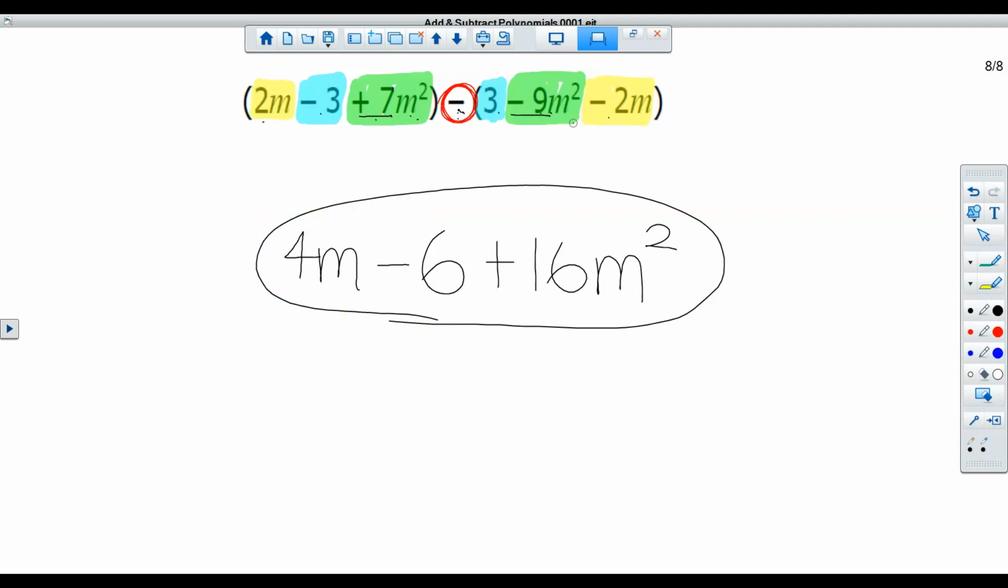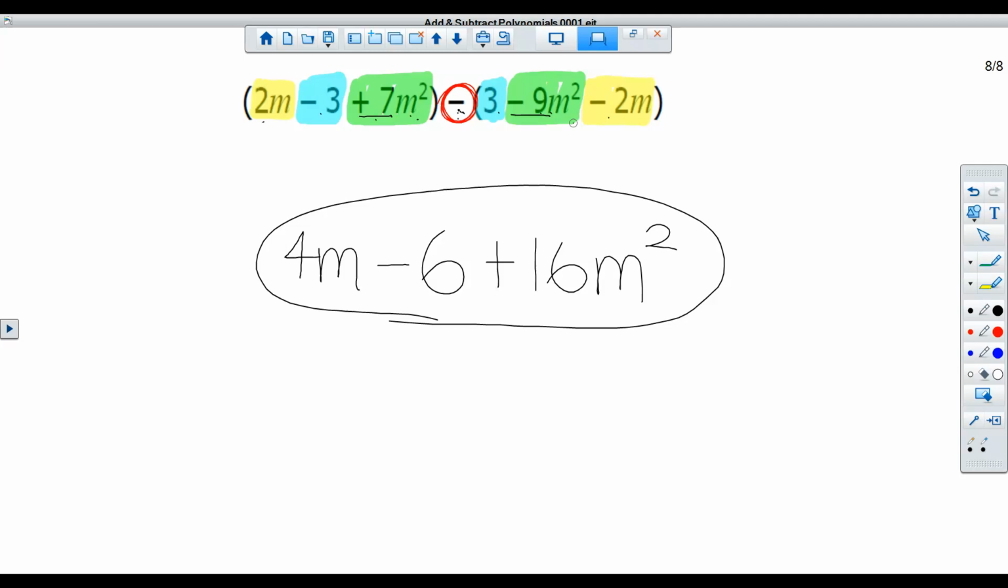So the biggest piece of advice that I have for you on today's problems is to make sure you pay attention to whether there is a plus sign in the middle of the problem or a minus sign in the middle of the problem. Plus sign in the middle means add your like terms. Minus sign in the middle of a problem means subtract your like terms. Use your calculator to help with those sign numbers.